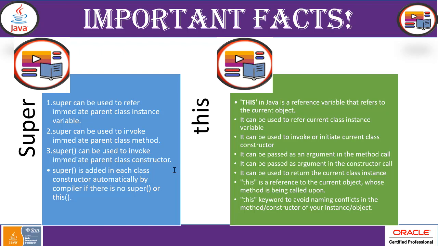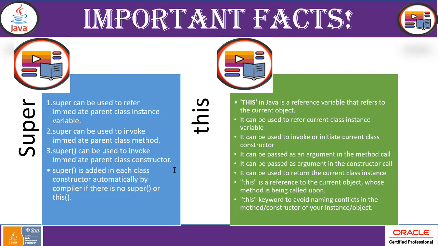This keyword in Java is a reference variable that refers to the current object. It can be used to refer current class instance variable. It can be used to invoke or initiate current class constructor, can be passed as an argument in the method call, can be passed as an argument in the constructor call, can be used to return the current class instance, and this is a reference to the current object whose method is being called upon. This keyword is to avoid naming conflicts in the method constructor of your instance object.